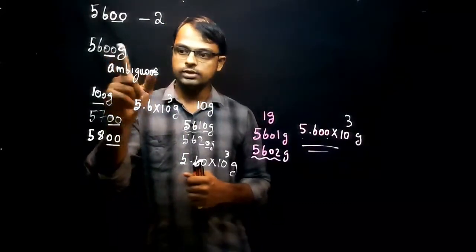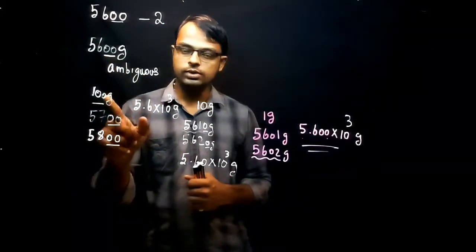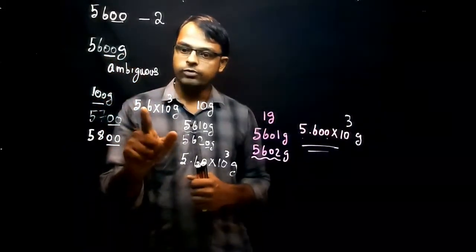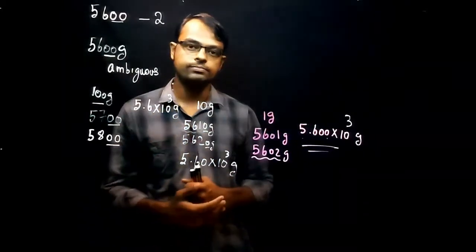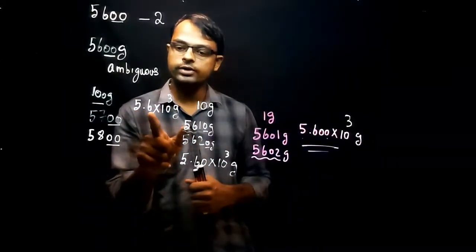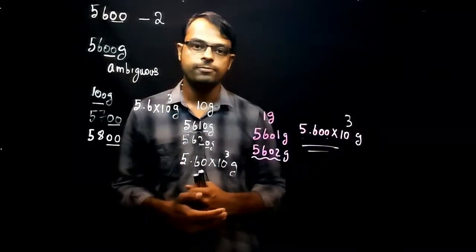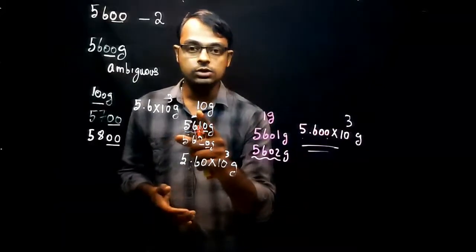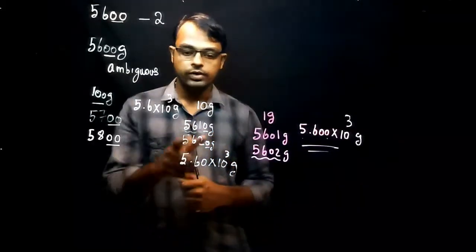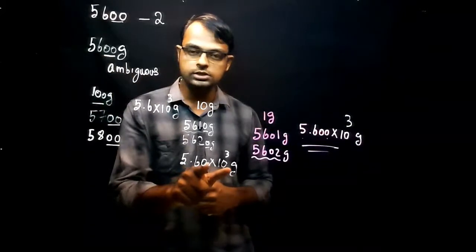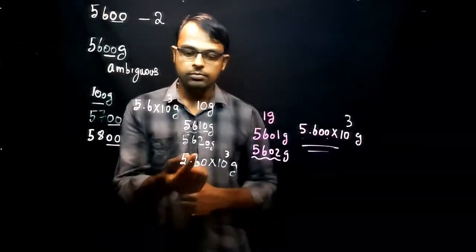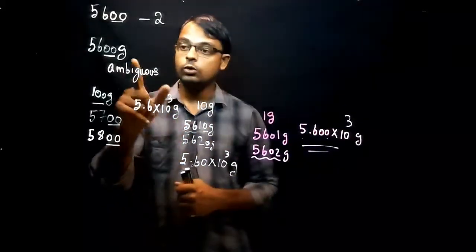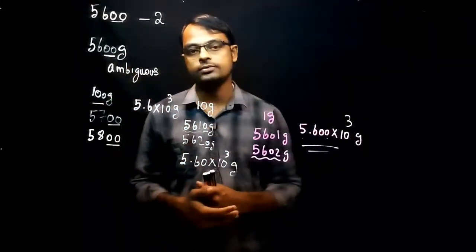Just imagine he is measuring with an instrument having the least count of 100 gram. We can write this 5,600 gram as 5.6 into 10 to the power 3 gram. That means 2 significant figures are in this number. Clear? That means these 2 zeros are not significant. But next time, when the least count is changed to 10 gram, we write the same number as 5.60 into 10 to the power 3 gram. That means the number of significant figures has now changed to 3. That means only the last zero is not significant.